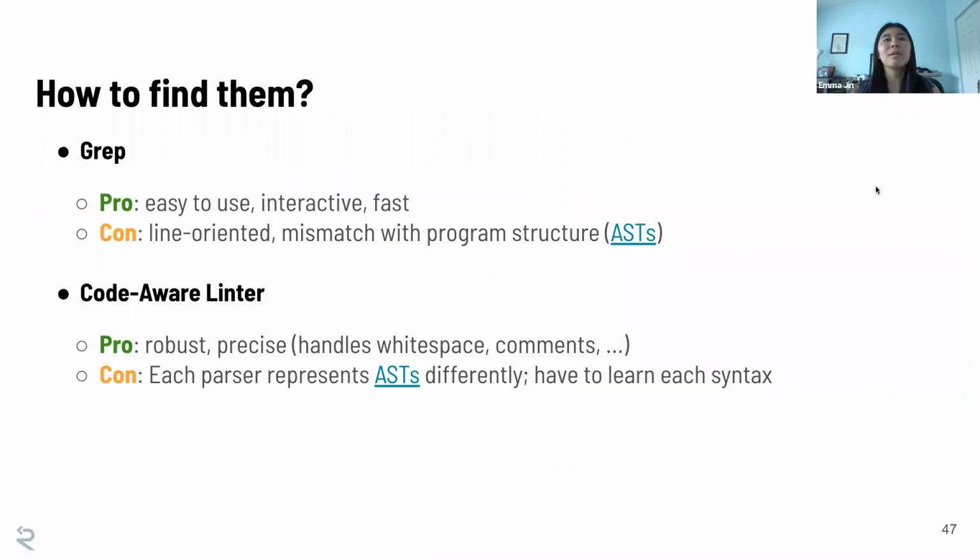And then in terms of what you can use to find them, we've mentioned earlier that if you have something like dangerouslySetInnerHTML, that can be found with grep. You don't need anything fancy. The name is long enough and distinct enough that you can just look for all instances of that string. You might want to have a code-aware linter. This is nice because if you have something in a comment, it's not going to find it. It'll understand white space. But on the downside, each parser represents ASTs differently, and you have to learn the syntaxes, unlike grep, which is regex based.